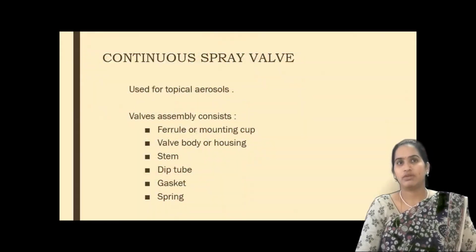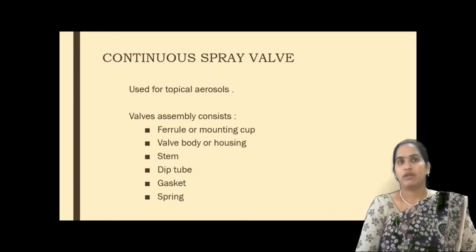First one, continuous spray valve. These valves are used for topical aerosols, where the product has to be delivered in a continuous spray mode. This valve assembly consists of different parts as I explained in the previous slide. That is, ferrule or mounting cap, valve body or housing, stem, dip tube, gasket and spring.